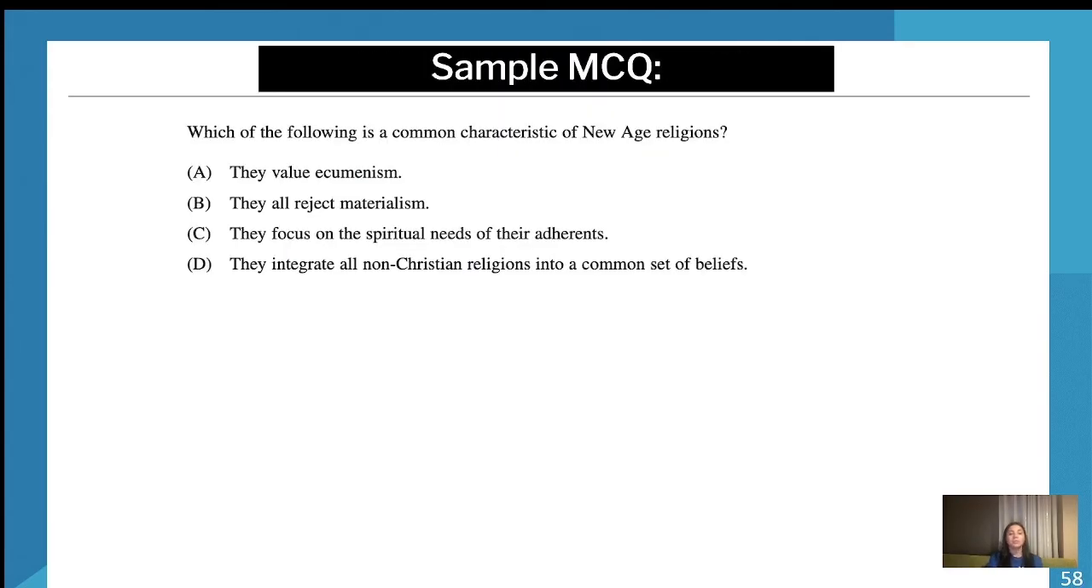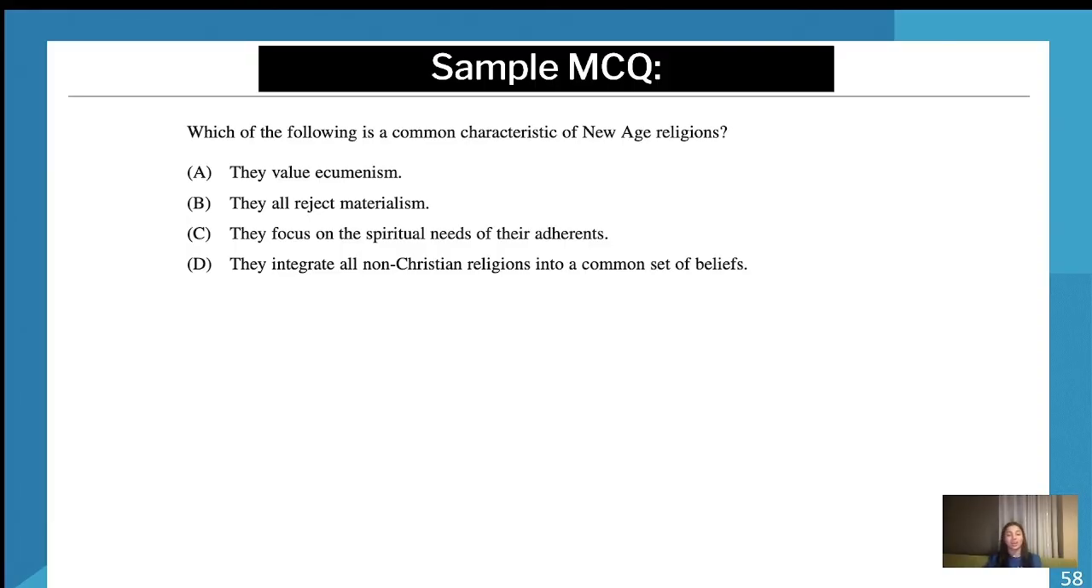Now let's look at this one. Which of the following is a common characteristic of New Age religions? Is it A, that they value ecumenism? Does that make sense if they're a New Age religion? Is it B, that they all reject materialism? Is that true, or are there some New Age religions that are just about materialism? Is it C, that they focus on the spiritual needs of their adherents?